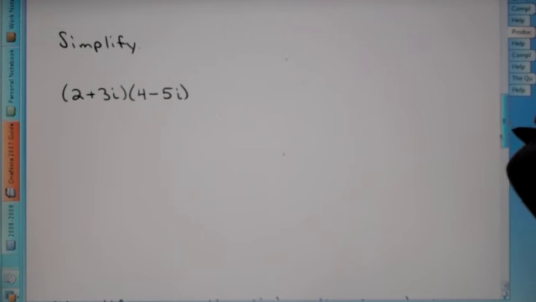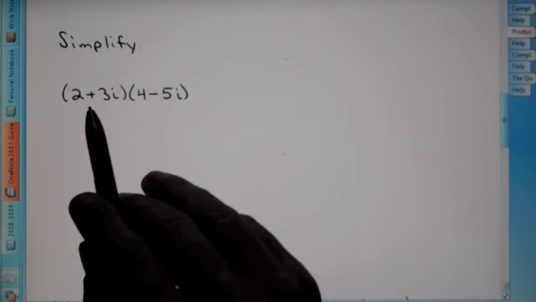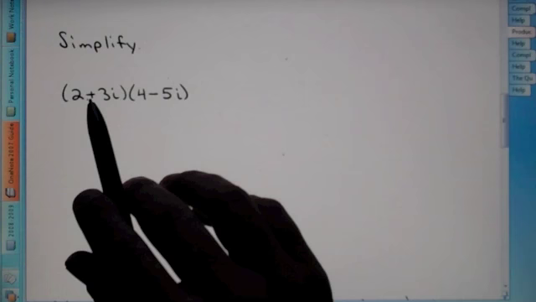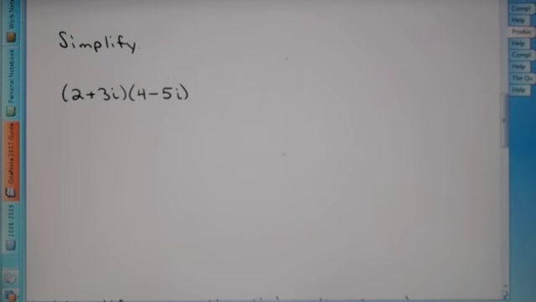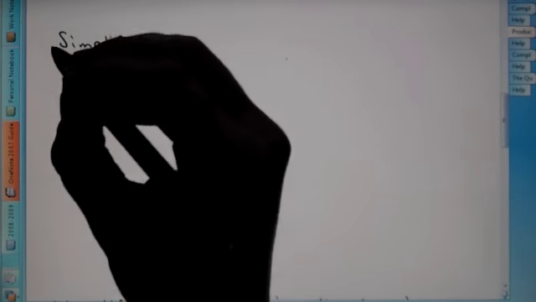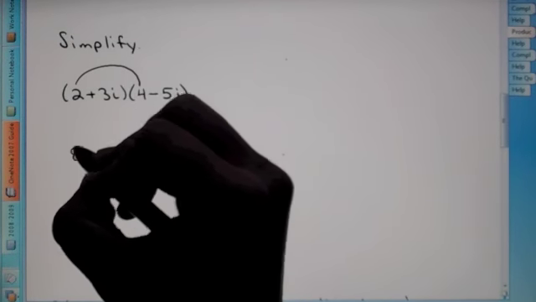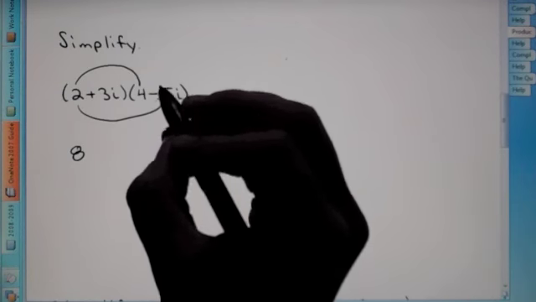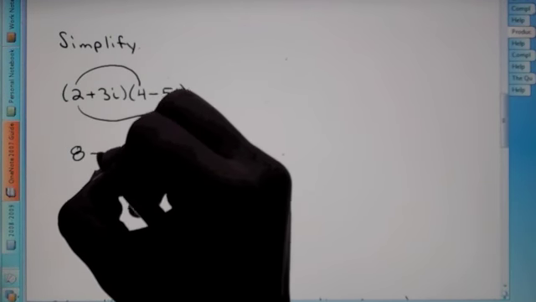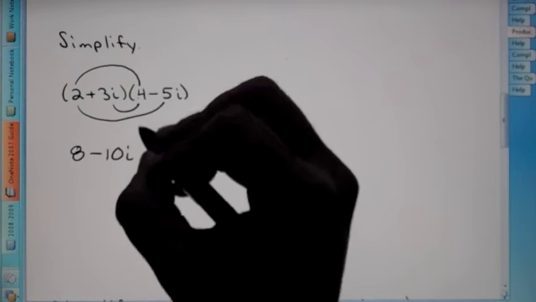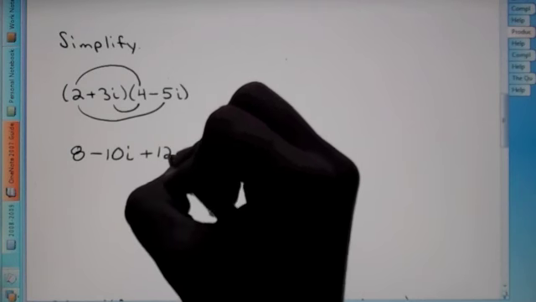Simplify. Now we have two parentheses, two binomials, with plus and minus on the inside. Therefore, you guys should know that what we have to do here is FOIL. So we're going to FOIL. So we're going to do our first terms. 2 times 4 is 8. Outer, 2 times negative 5i gives us a negative 10i. Inner, 3i times 4 is 12i.